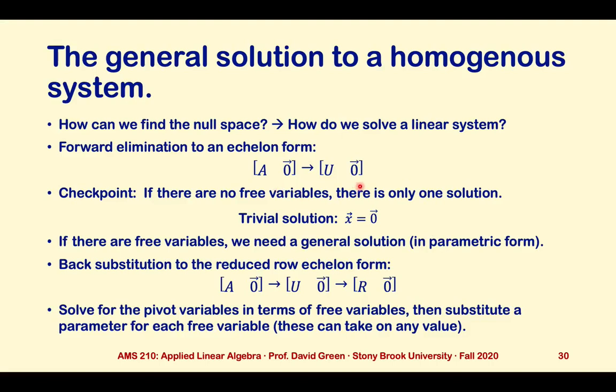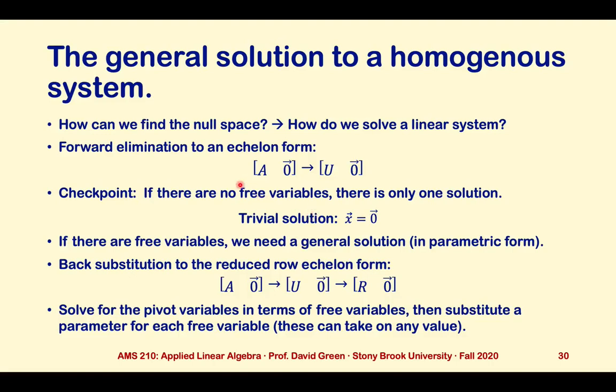If there are no free variables in this echelon form, it means there's only one solution. We know that every homogeneous system has a solution of x equals 0. So as soon as we have determined that there is only one solution, we know what it must be. It must be the solution of x equals 0. We don't even need to go through the process of back substitution to find it for a homogeneous system. We will never reach a checkpoint of there being no solution because every homogeneous system must have a solution.